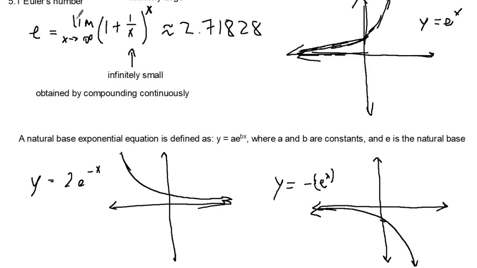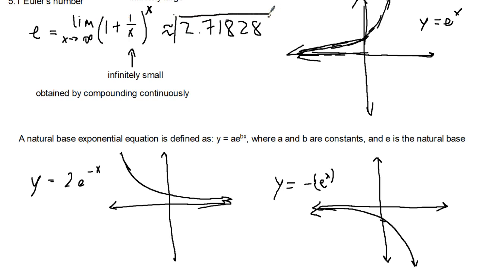So what is this notation? It's the limit as x approaches infinity of (1 plus 1 over x) to the x power. The limit as x approaches infinity means as x approaches infinity, not when x is infinity. As x gets to infinity, the result will be this 2.71828, right?